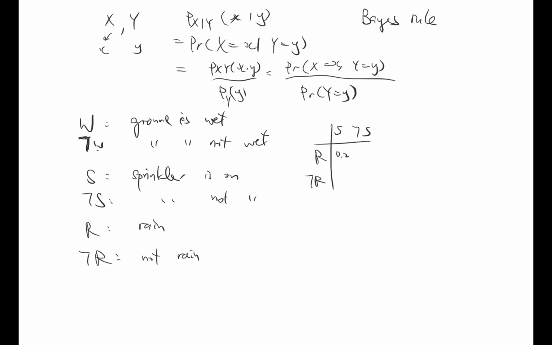And I just put up these numbers I just made up last night. So W, not W, S, not S, and 0.05, let's say 0.1 and 0.4. So based on that, maybe I ask you a couple of questions then.